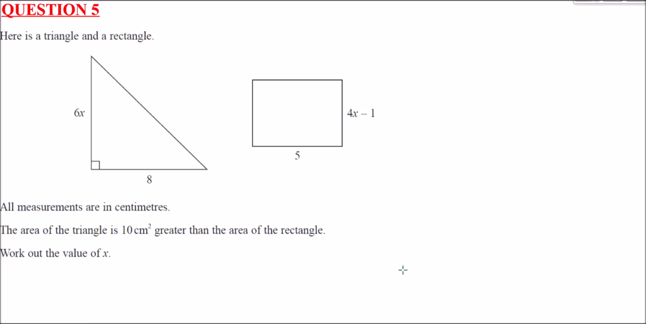Question 5, we have a triangle and a rectangle. All measurements are in centimetres. The area of this triangle is 10 centimetres greater than the area of the rectangle. So this is a lot of information actually in one sentence. So just section it out step by step. Area of a triangle, 10 centimetres greater than the area of a rectangle.